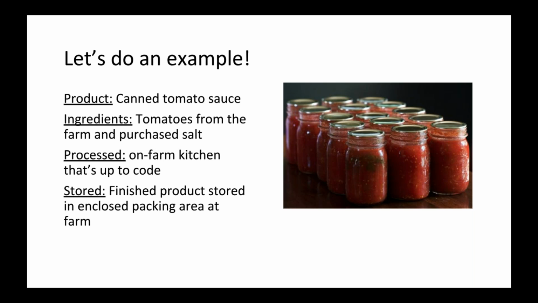Our first example here is canned tomato sauce, and the ingredients are very simple. It's just tomatoes from the farm and a little bit of purchased salt. How these canned tomatoes are processed is that they're made in an on-farm kitchen that's up to code. And when these canned jars are complete, they're stored in an area within an enclosed packing area at the same farm, at the same location.